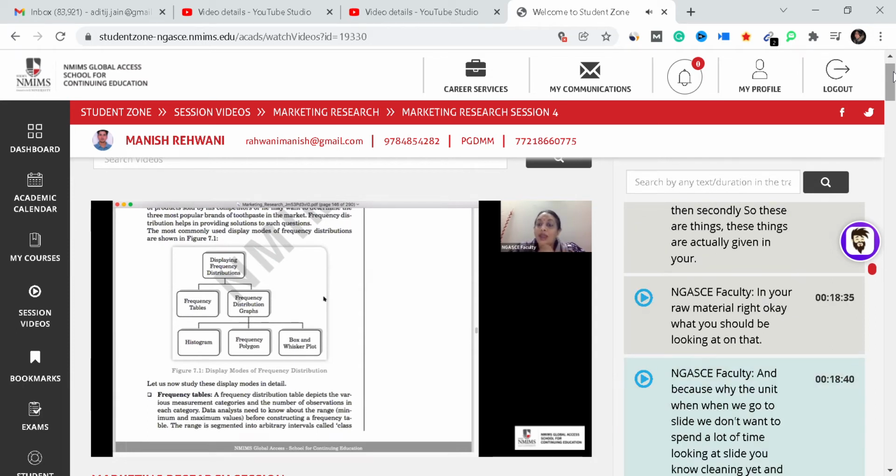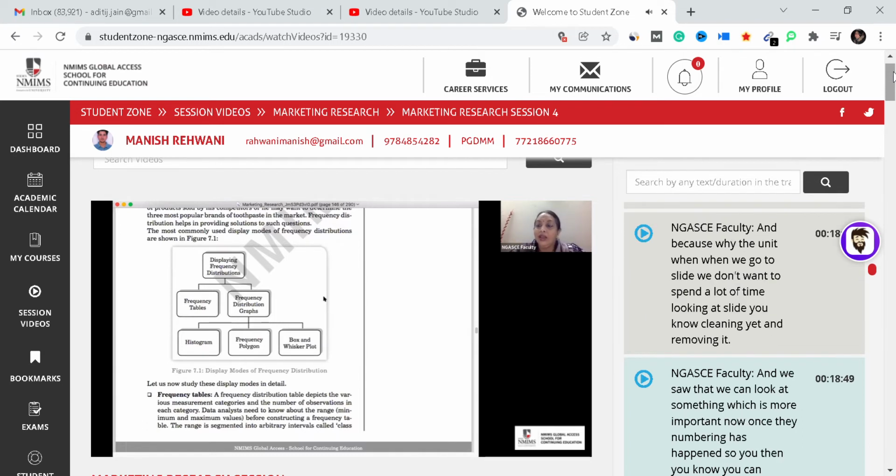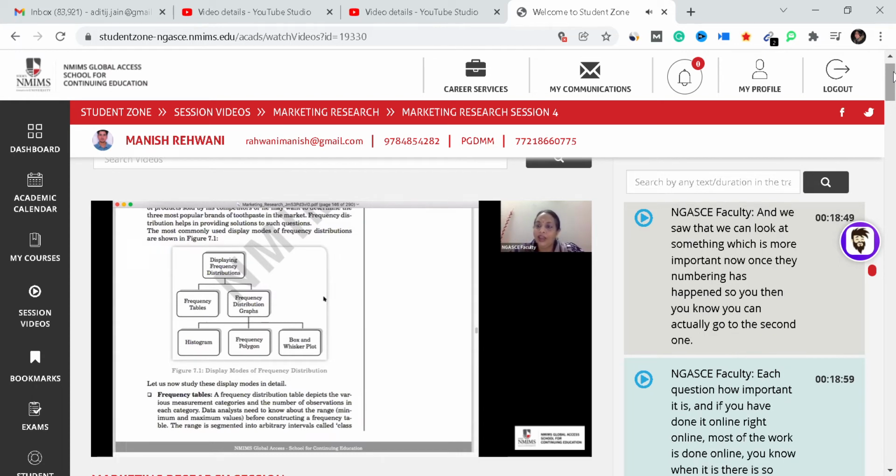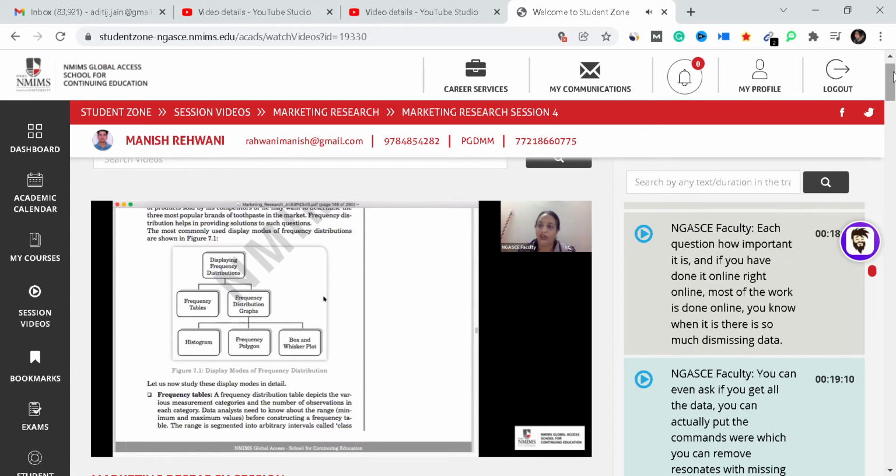When we go to the slide, we don't want to spend a lot of time looking at the slide on cleaning and removing data, so that we can look at something more important. Once the numbering has happened, you can go ahead with the second step: how important each question is. If you have done it online, most of the work is done online. When there is so much missing data, once you get all the data, you can put in commands to remove questionnaires with missing data. You can do all that.